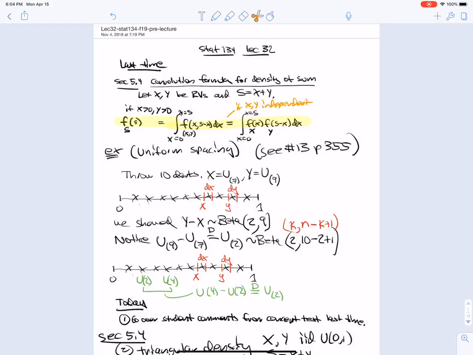Hello, it's Stat 134, Lecture 32. Last time we talked about the convolution formula for the density of the sum.